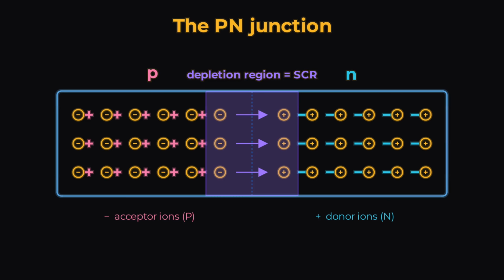This carrier-free zone is the depletion region. We also call it the space charge region, or SCR. The neutral material on either side is the quasi-neutral region, or QNR. We will need both terms again later. The uncovered ions carry charge, and separated charge creates a field. Now consider what that field does.